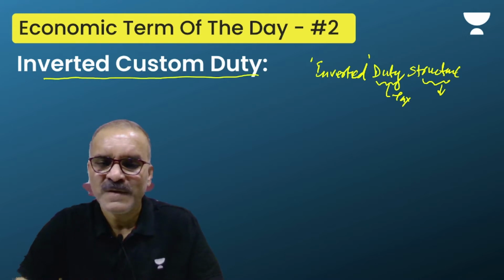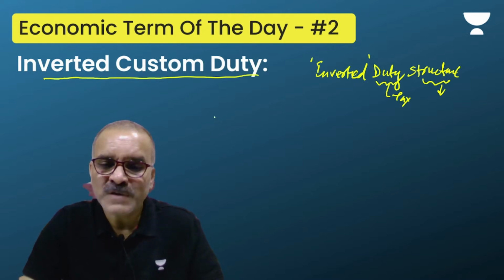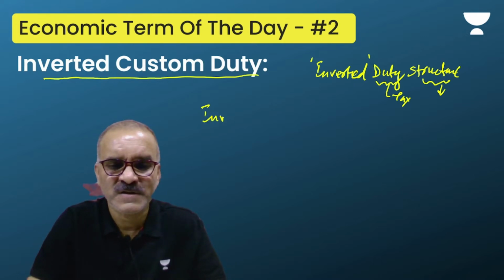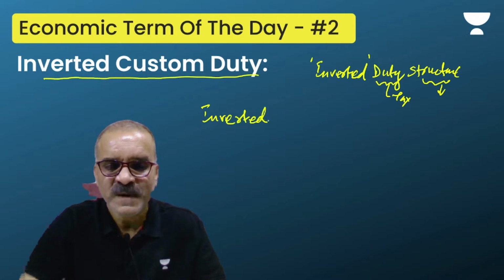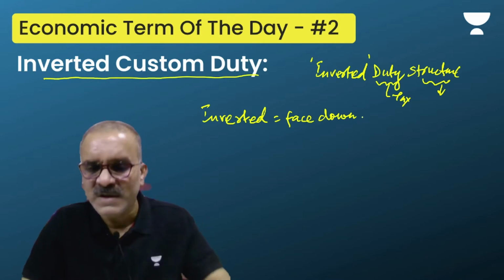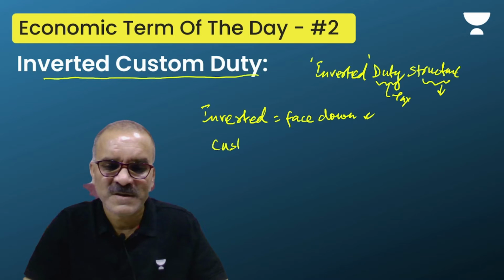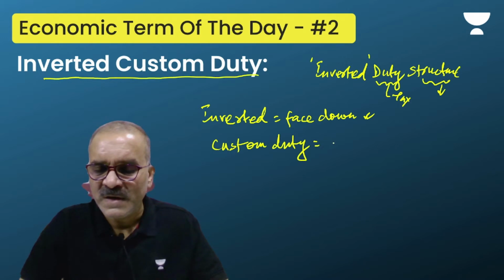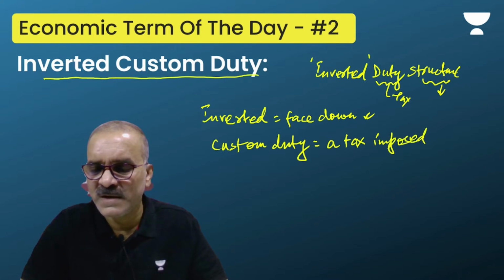Okay? Let us try to understand the words used in this. The first word is inverted. Inverted here stands for basically face down. Your face down. This is inverted. You must be knowing what custom is basically. Custom duty is a tax which is imposed by a government on either exports or imports.